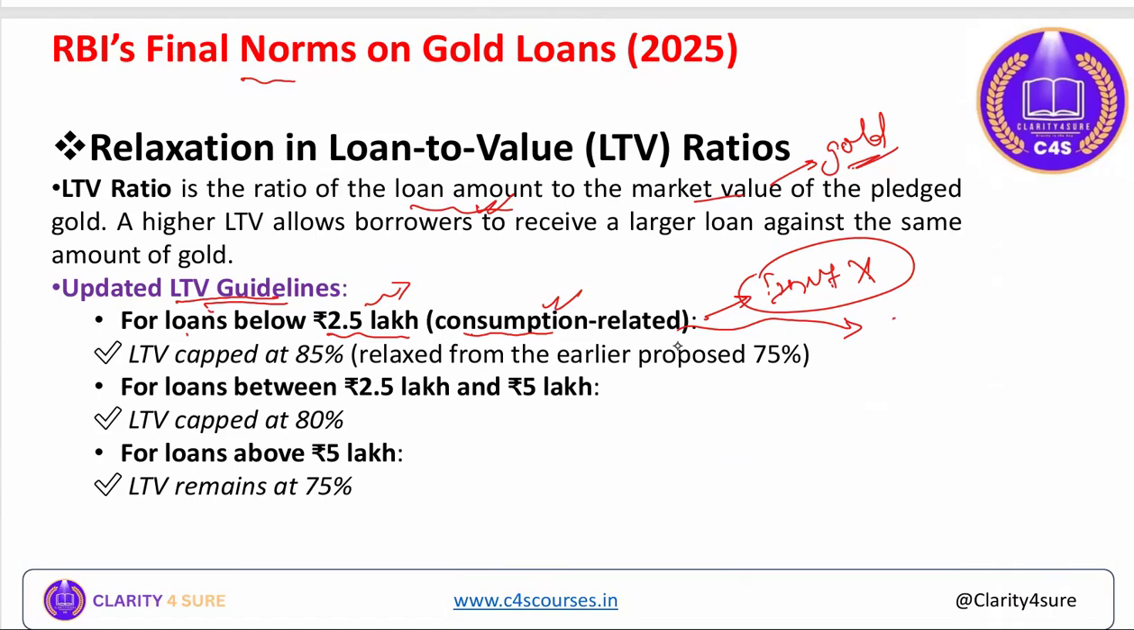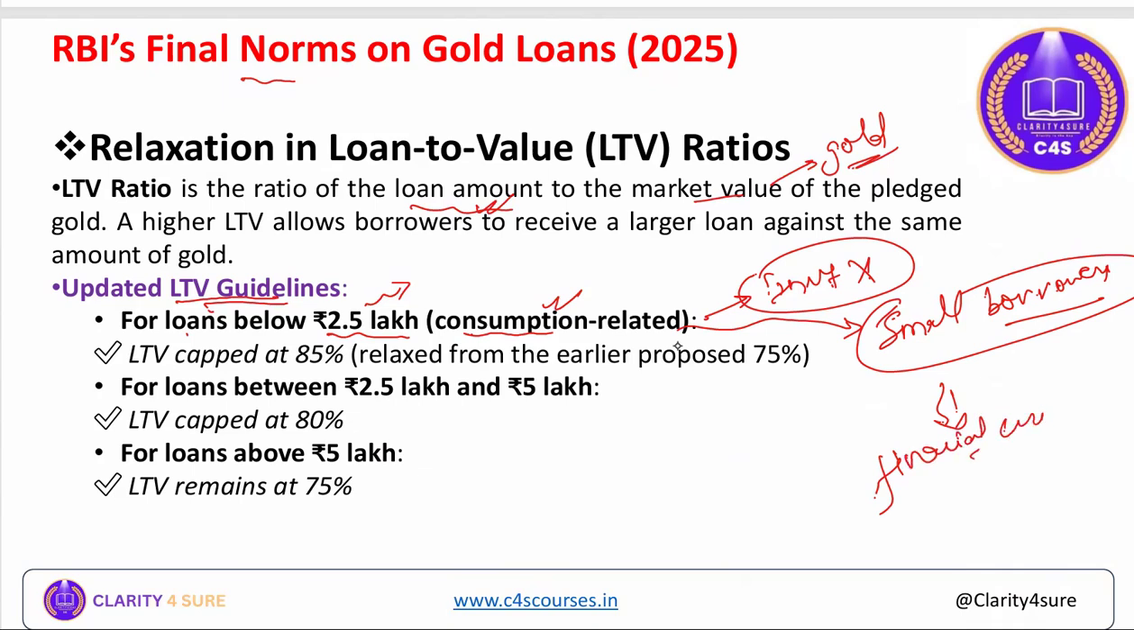It means they are the small borrowers who want to meet their daily requirements or any sort of financial crisis that may arise in any family because of hospitalization or education, right? For that, these small borrowers go to the lenders and borrow money by putting up their gold. So up to 2.5 lakh, the loan to value ratio is capped at 85%. Just remember, up to 2.5 lakh, meaning below 2.5 lakh, it is 85% LTV, right?